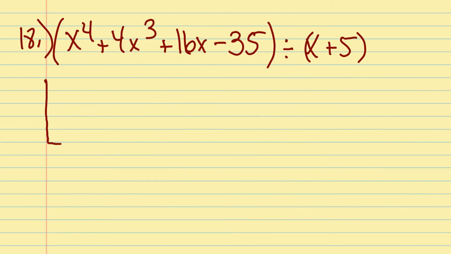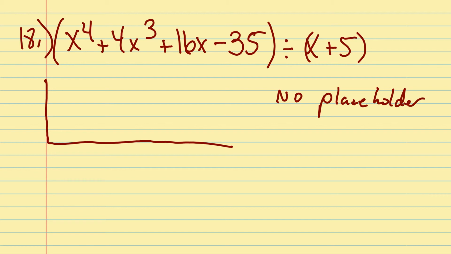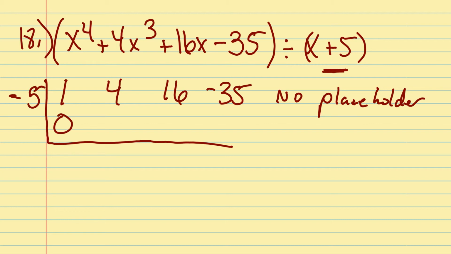18. I make my box. I don't need a placeholder. Put 1, 4, 16, minus 35 in the box. I have plus 5, so I put negative 5 on the outside. I put a 0 in, and now I just start doing step 3, which means you add on the inside, multiply on the outside. 1 and 0 is 1. Multiply on the outside, negative 5 times 1 is negative 5. 4 and negative 5 is negative 1. Negative 1 times negative 5 is positive 5, so I put that here.